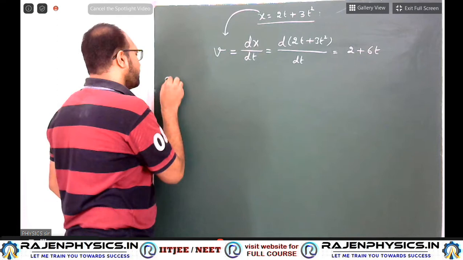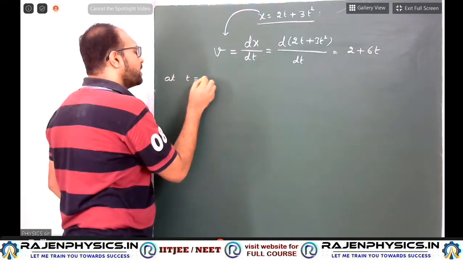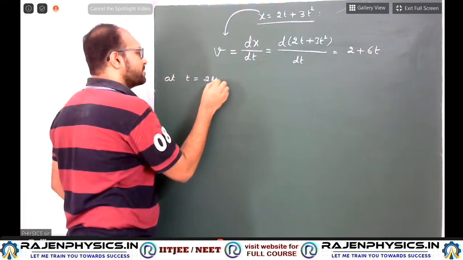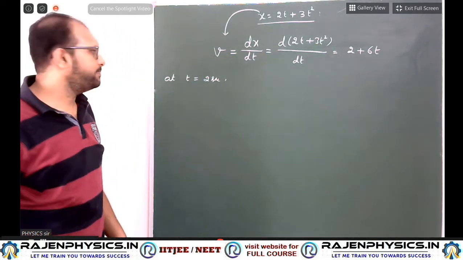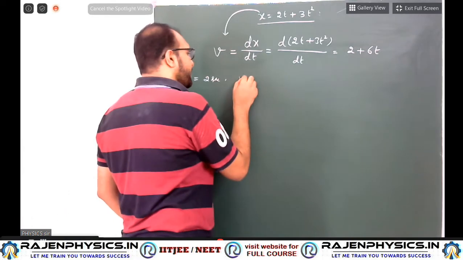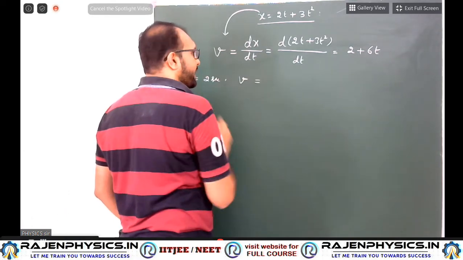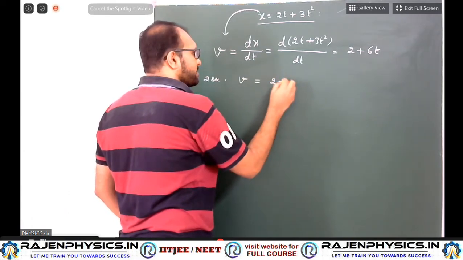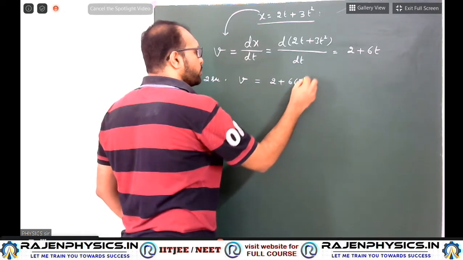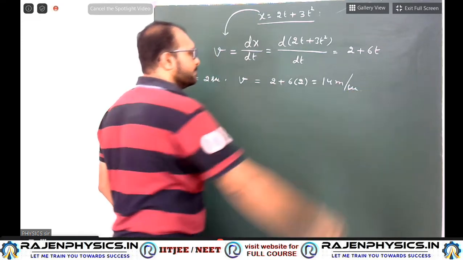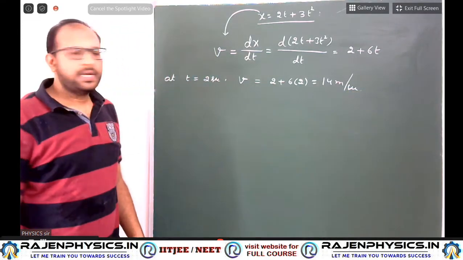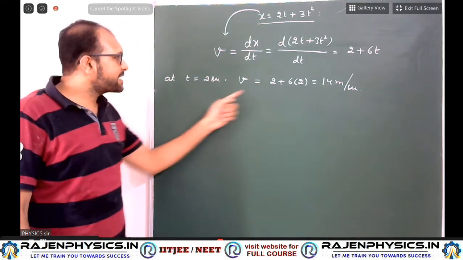Suppose at t equal to 2 seconds, velocity at t equal to 2 seconds is 2 plus 6 into 2, 12 plus 2, 14 meter per second. So this is the velocity at this particular instant.